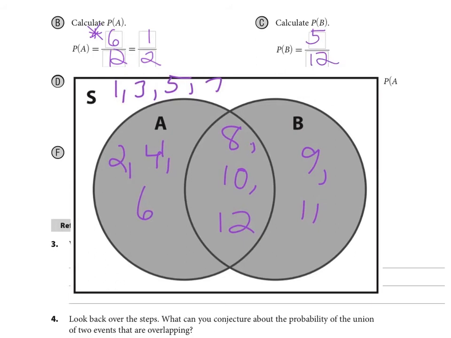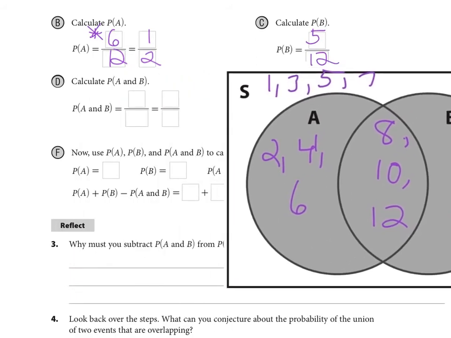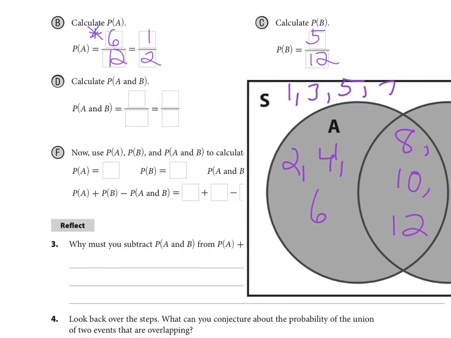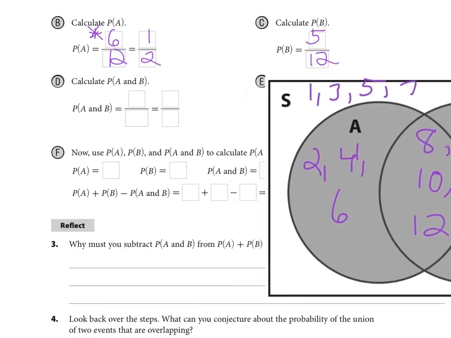And then part D is going to ask us to find the probability of A and B. Remember, whenever we have "and" here, that's the same as an intersection, or the overlap, which is the name of the section, right? Overlapping events. We can see that the values 8, 10, and 12 are in that overlapping section. So that's 3 different values out of 12, or we can simplify that to 1/4.